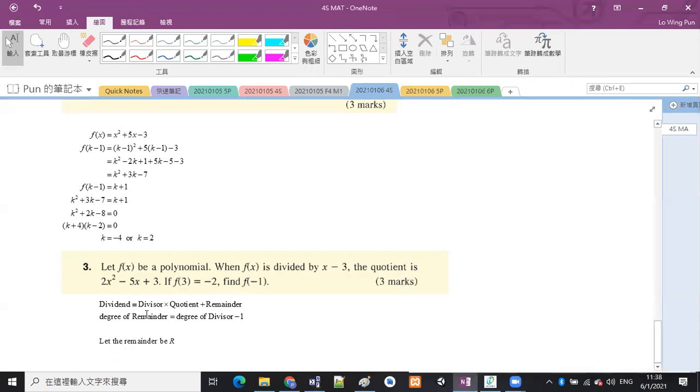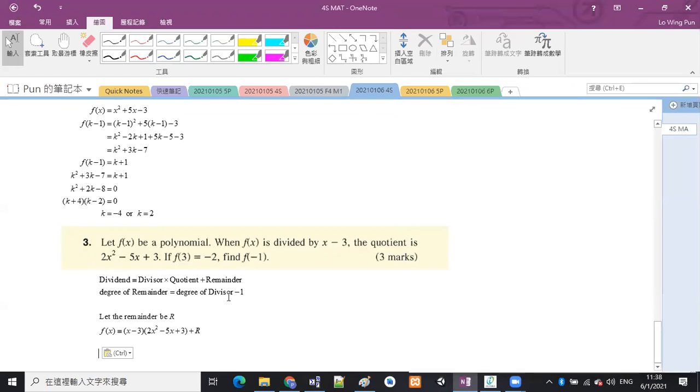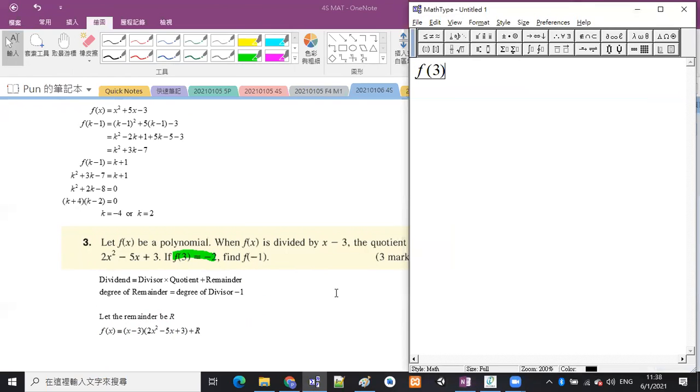Okay, this should carry a mark too. Then, to find the unknown, we need information from the question to set up the equation. What information did they give you? Just this one: f(3) is equal to negative 2. Now we have the formula of f(x) to be this, although there is an unknown. Okay, but we are going to involve the unknown in our equation in order to find it. So we calculate f(3) ourselves. f(3) is equal to (3 minus 3) times (2 times 3 squared minus 5 times 3 plus 3) plus R.